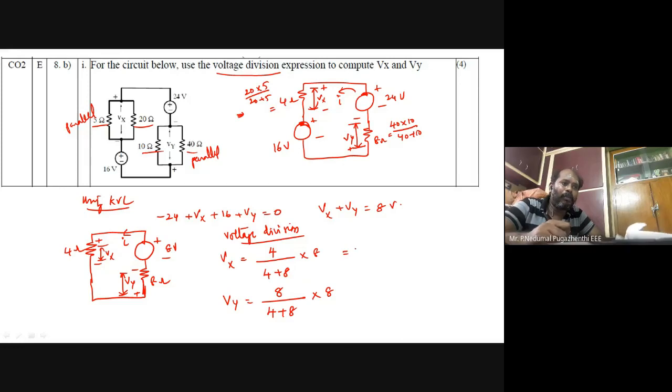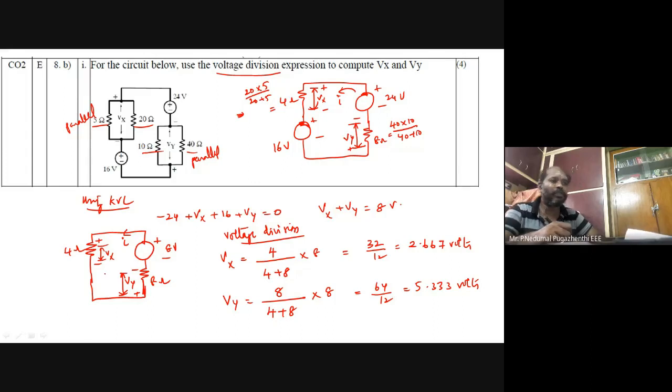So 32 by 12. I think it is 2.666 volt or 2.667 volts. And what about this one? 64 by 12. How much do you get? 5.33. So if you add these two, you should get 8 actually. Okay, that is what it mentions. Minus 8 is equal to plus 8.